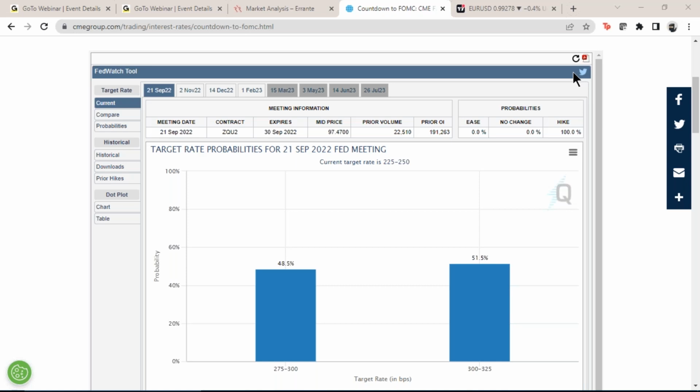Interestingly enough, that has oscillated between 60-40, even 70-30, and then 30-70 and back and forth over the last few weeks. And now as we head into this meeting and the conference, and we head into Powell's speech on Friday, as we said, it's 50-50 for a 50 basis point move or a 75 basis point move in September.